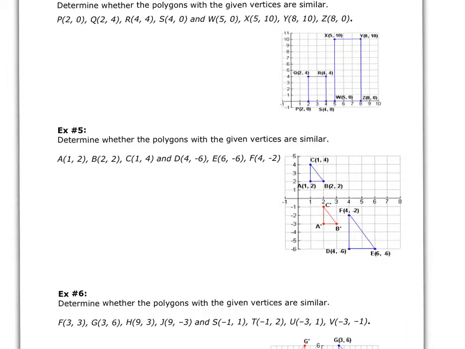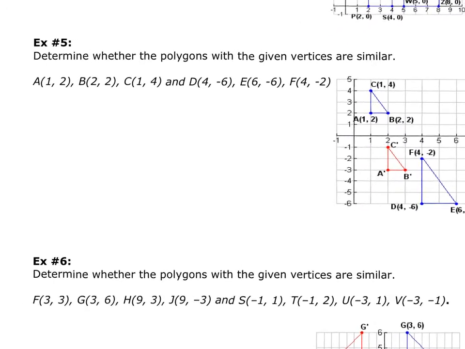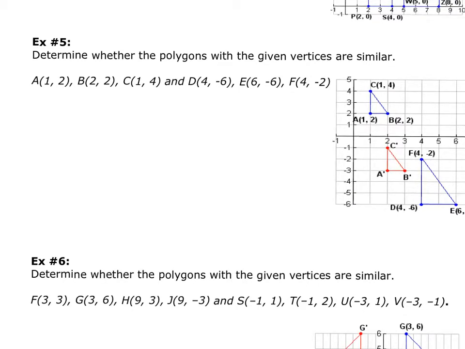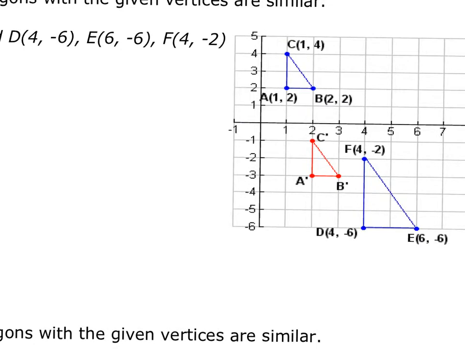All right, let's look at one more. Let's look at number 5. It says determine whether the polygons with the given vertices are similar, ABC to DEF. Basically we're having to get from blue triangle to blue triangle, but first we have to see what the pattern is to get from ABC to ABC prime. Each time, what are you having to do to get from one to the next? Well, you can see that to get from A to A prime, you have to go 1 in the x direction, and then we have to go down 5 in the y direction.